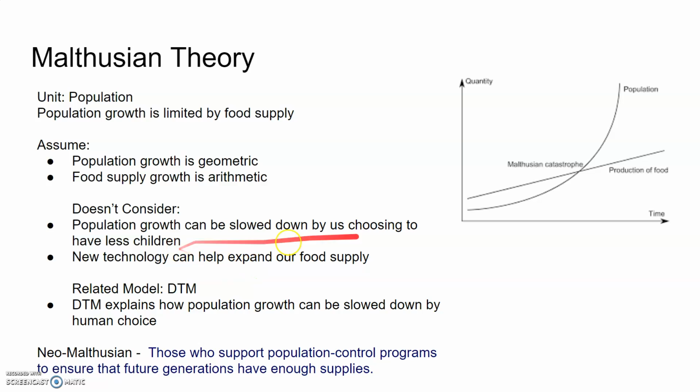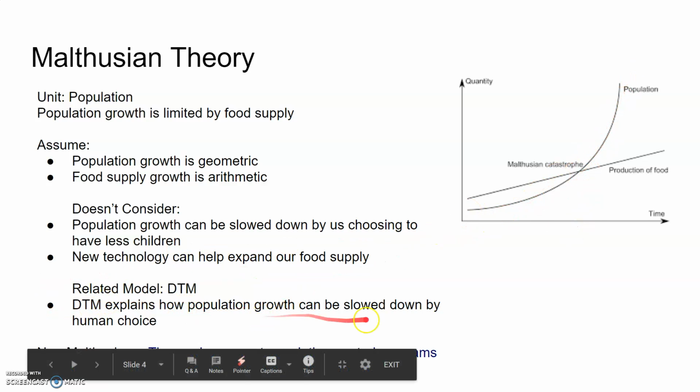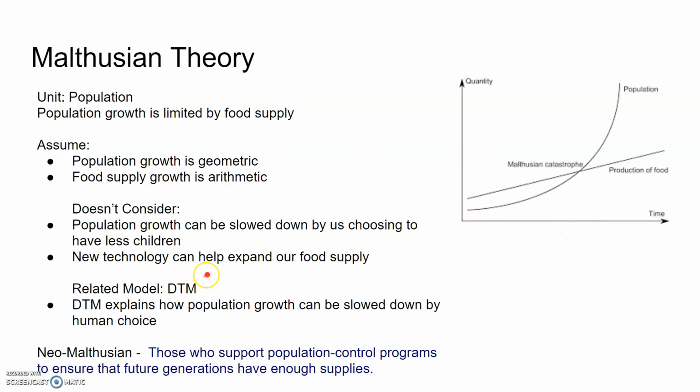But it doesn't consider that population growth can be slowed down. Like in the DTM, it shows that population growth can be slowed by human choice. So the birth rate can be slowed, which means the population growth can be slowed. And it also doesn't consider that new technology can help expand our food supply. So the food supply doesn't necessarily have to be linear, it can be more geometric in form.